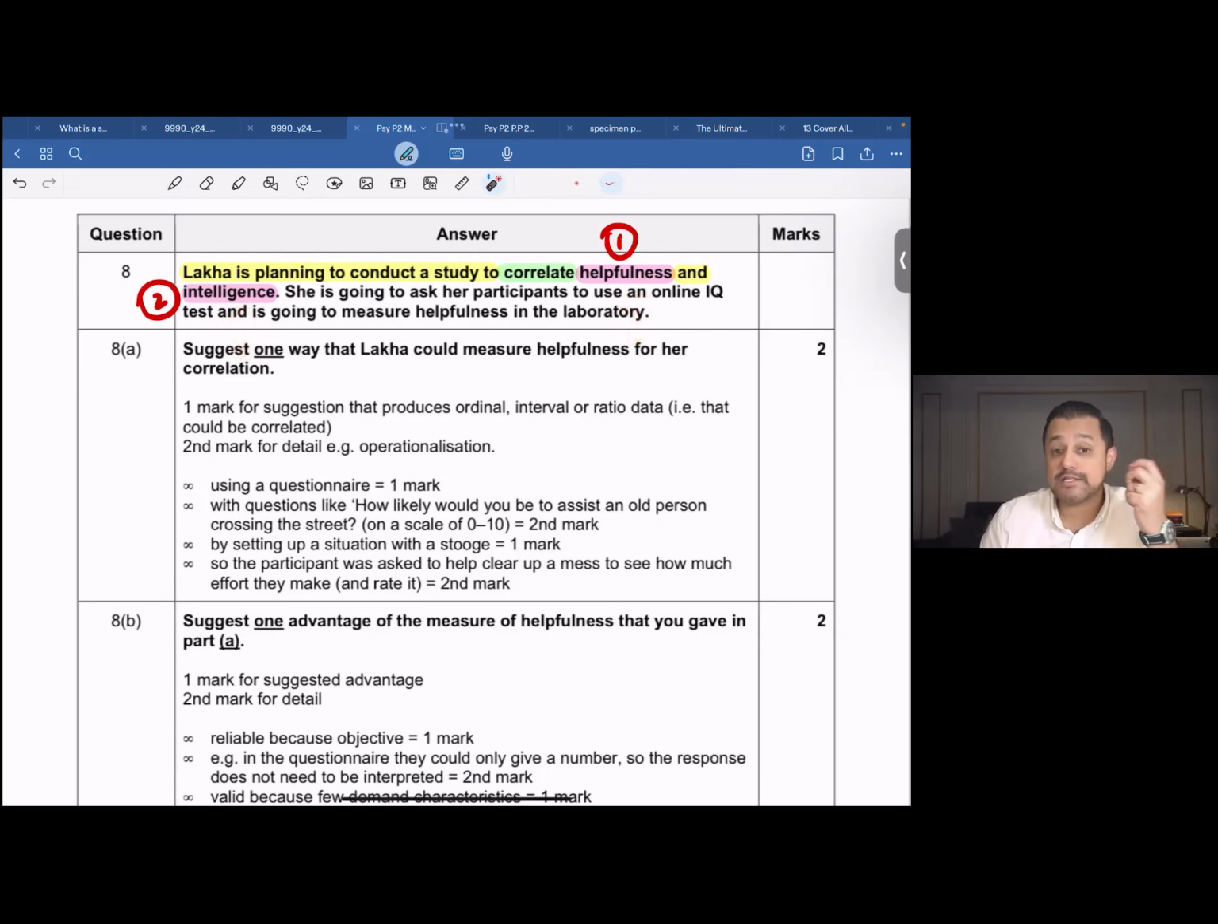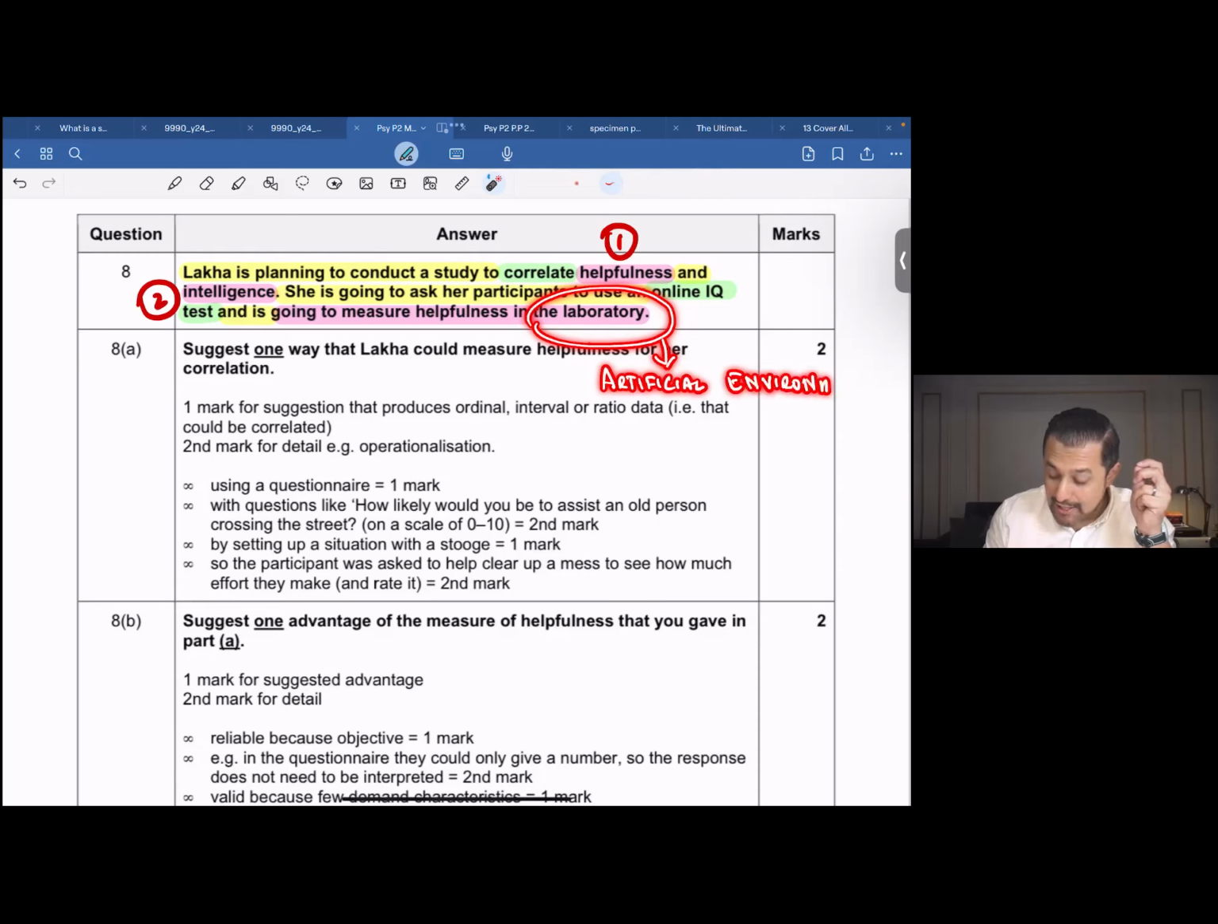So Lakha is planning to conduct a study to correlate helpfulness and intelligence. She is going to ask the participants to use an online IQ test, and is going to measure helpfulness in the laboratory. Now, measure helpfulness in a laboratory. So this is an artificial environment where the research is being conducted.